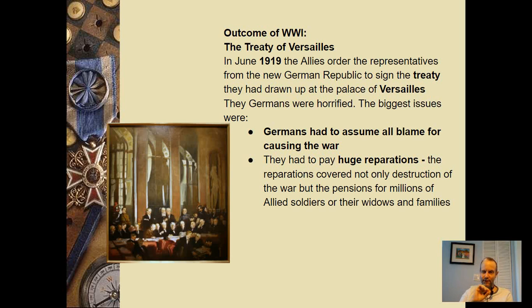Now, this is the financial hole that Germany is put into that leads the way to World War II. A reparation is any damage that was caused in World War I, and the Germans have to foot the bill. They have to pay for the damages. Not only do they have to pay for the damages of World War I, like the buildings and the places and so forth, right?